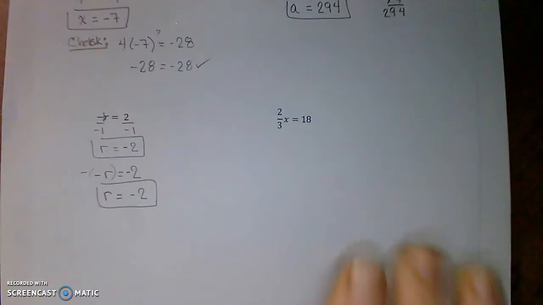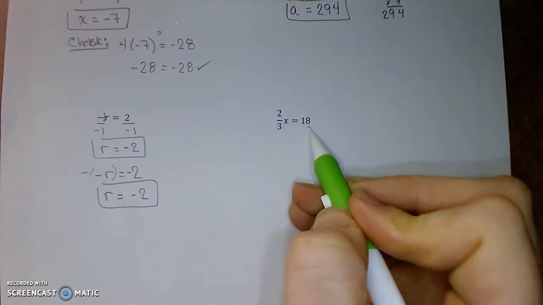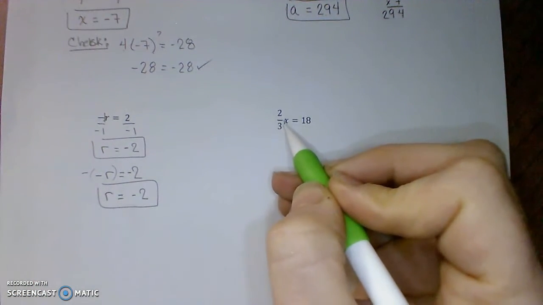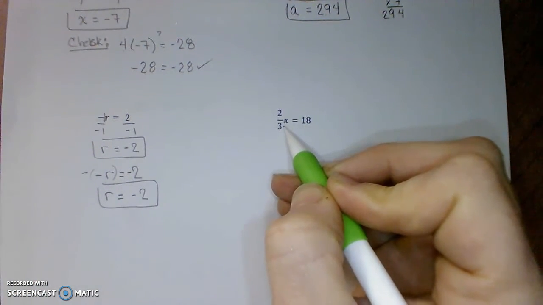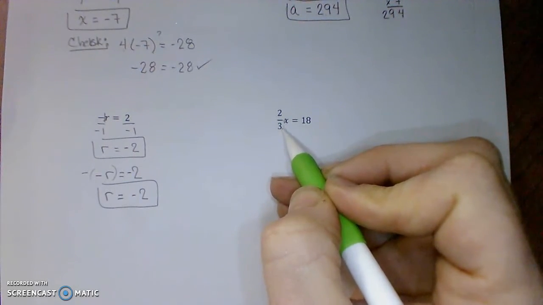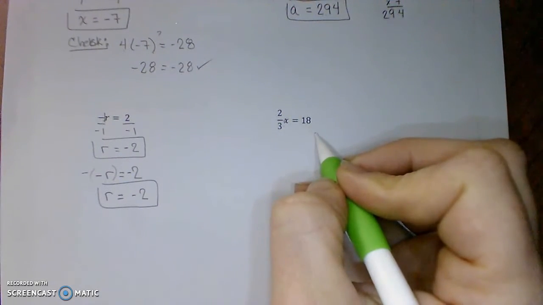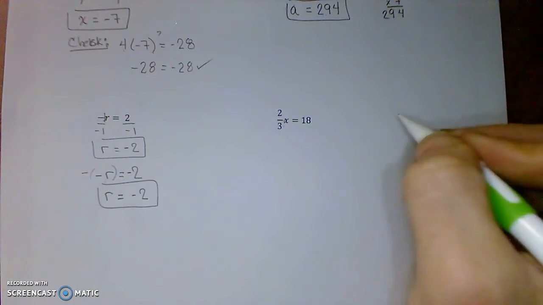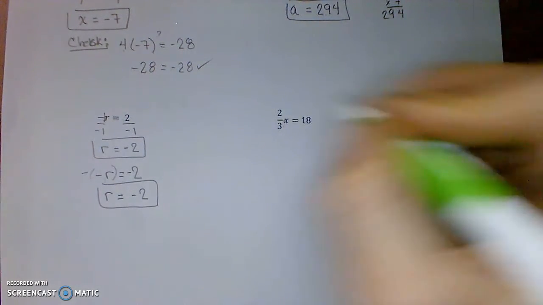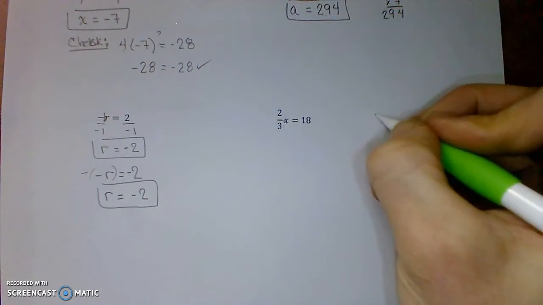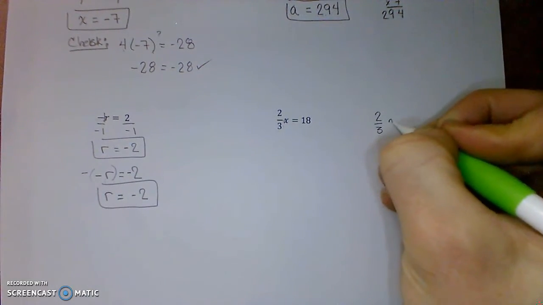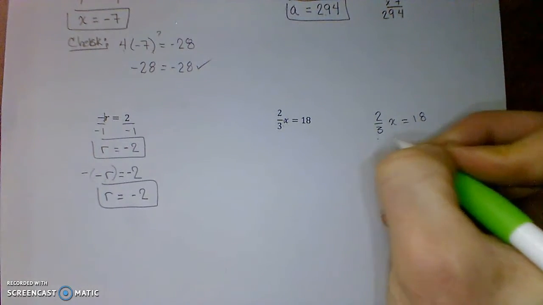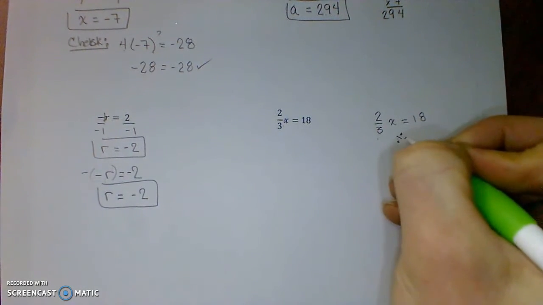All right, let's look at the next problem. 2/3 x equals 18. So I'm multiplying here, 2/3 times x. In order to get x by itself, I really should perform division. So I'll divide both sides by 2/3. But let me actually write that off to the side here, because that's not what I'm going to write on my paper every time. I have 2/3 x equals 18, and we divide both sides by 2/3.